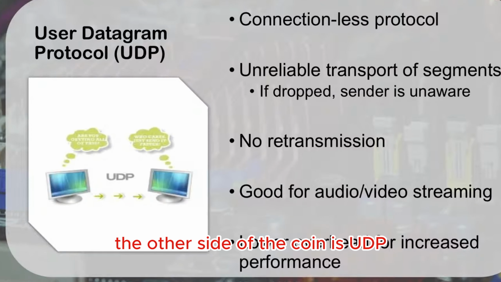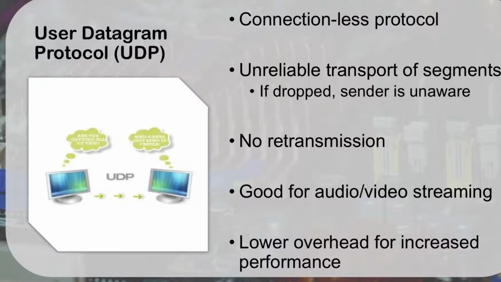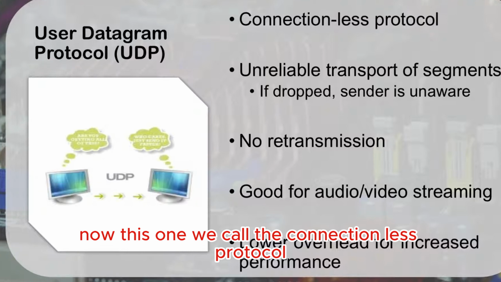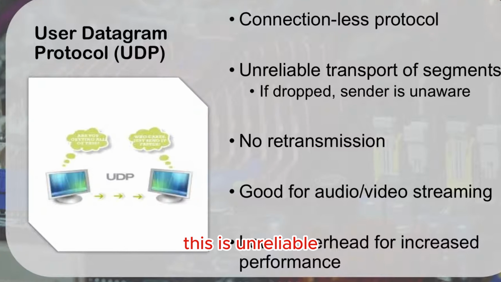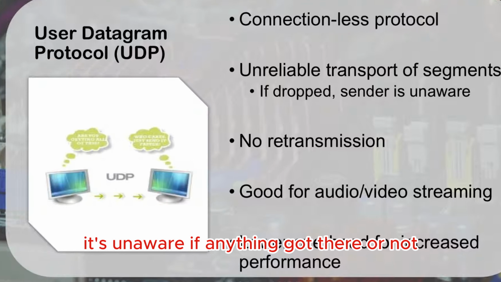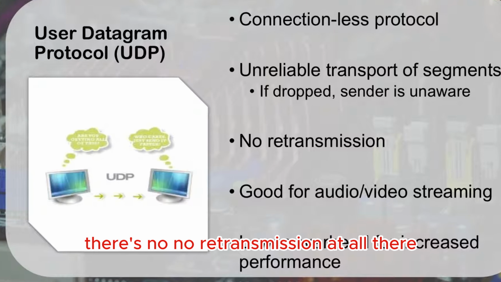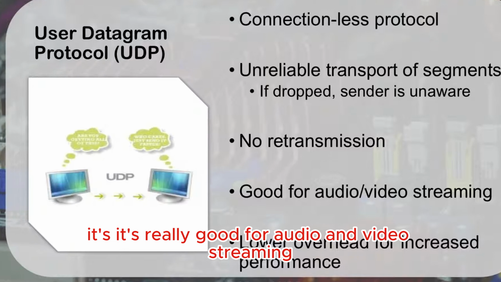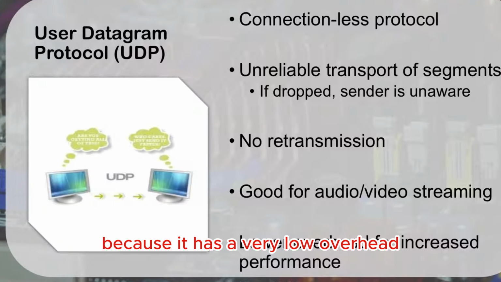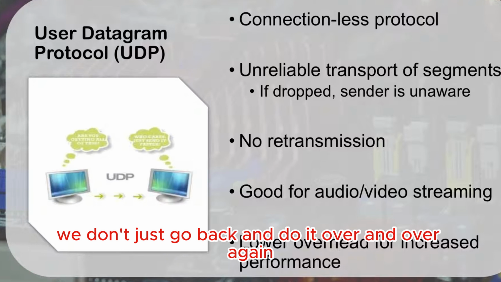The other side of the coin is UDP, and UDP is User Datagram Protocol. Now this one we call the connectionless protocol. This is unreliable. It just sends stuff and hopes it gets there. It's unaware if anything got there or not. It just sends it and forgets it, okay? There's no retransmission at all. It's really good for audio and video streaming because it has a very low overhead. Because there's no three-way handshake, there's no checking of the data. That all saves us bandwidth. We don't have to go back and do it over and over again.